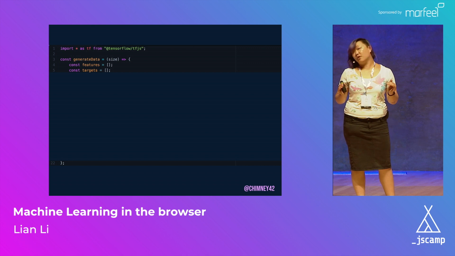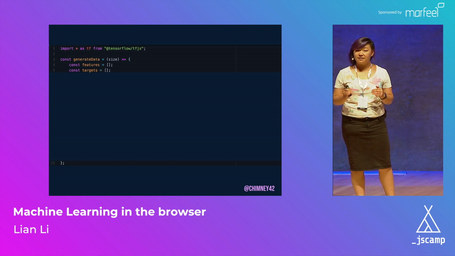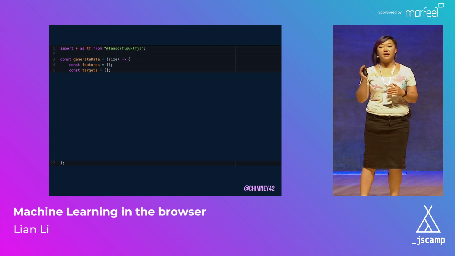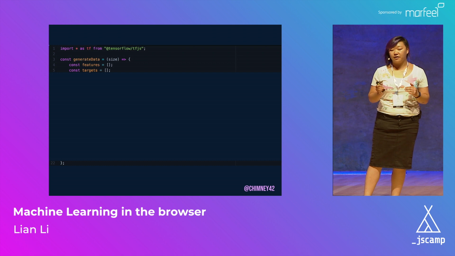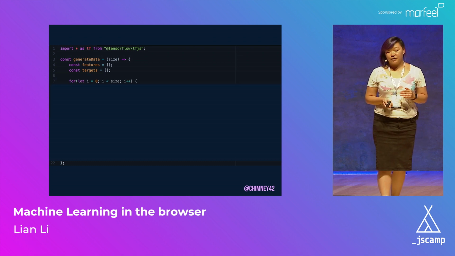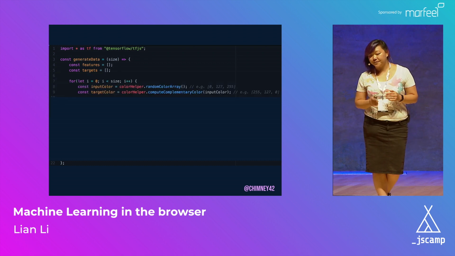They're separate, and the only way they can be re-referenced, so we know which features belong to which targets, is by the index. So it's very important that you don't change up the order in the middle of it. So now we go through a loop, right?